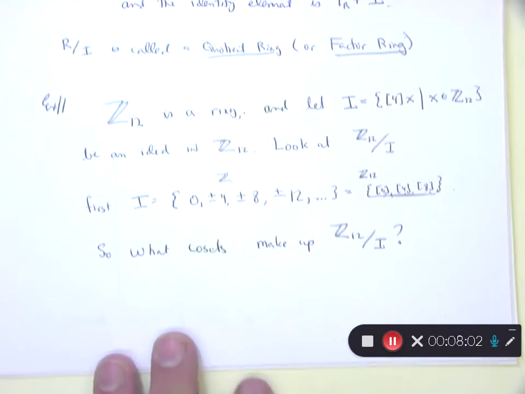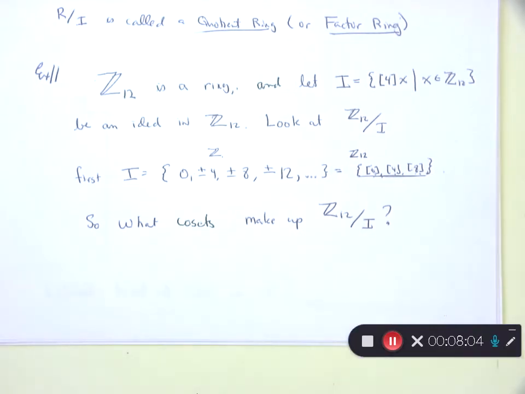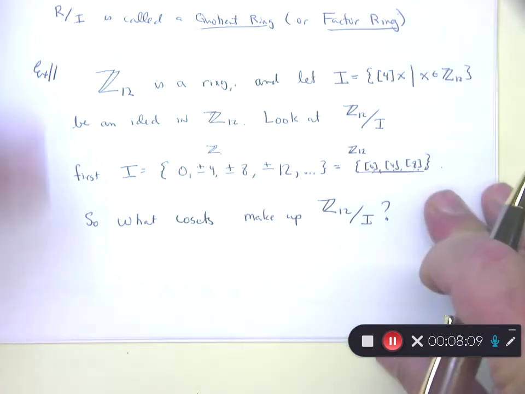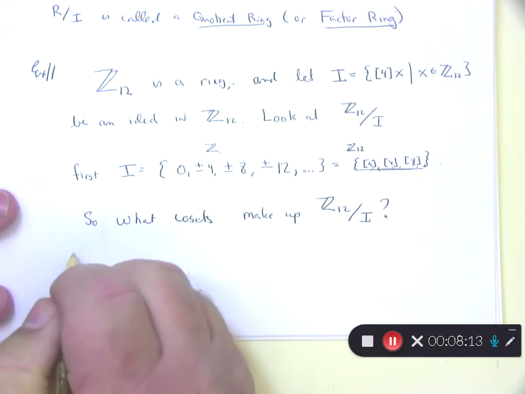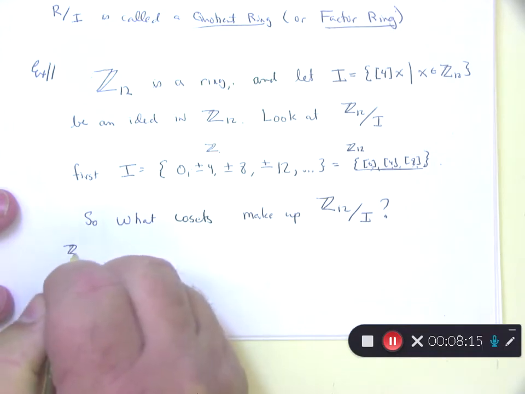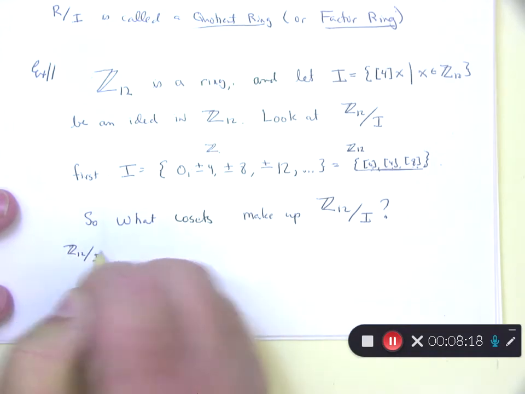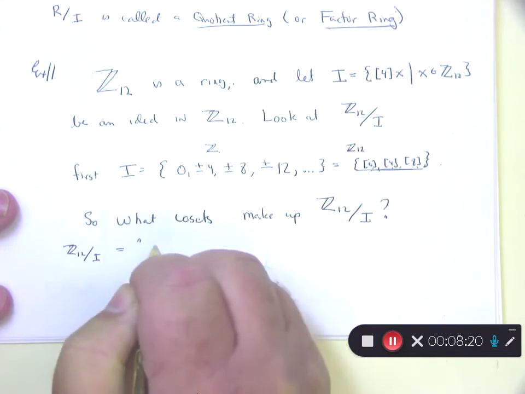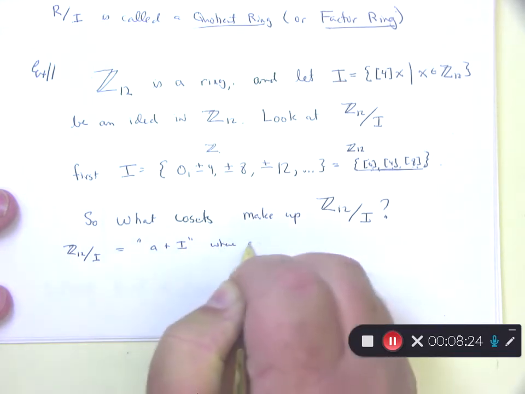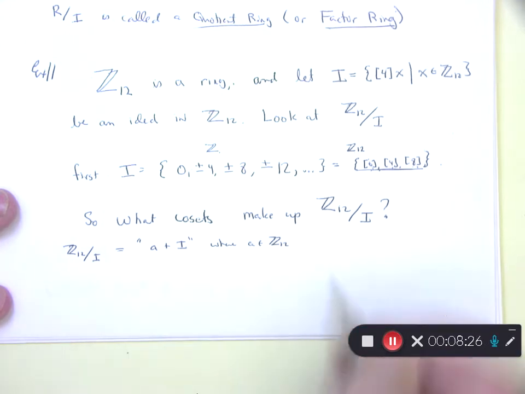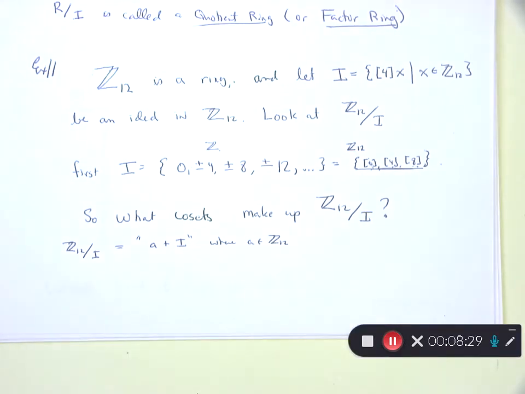So what will the cosets look like in this particular set here? What are my cosets going to look like? Well, here we go. The cosets of Z12 mod I look like A plus I, where A is an element of Z12. So I'm going to write these out, and let's take a look at them and catch a pattern. So here we go.